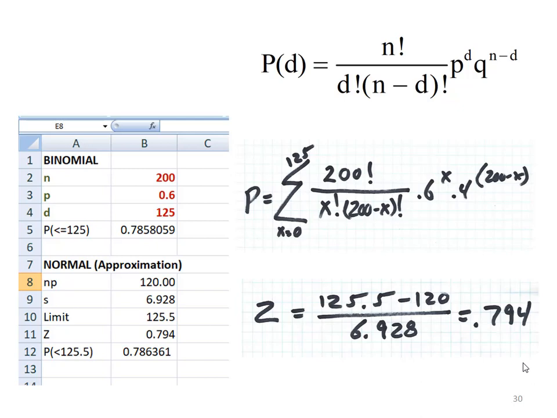So since it's easier to do the binomial calculation in Excel than it is to do the approximation, and the answer is more precise, we really don't want to have our students using the normal approximation for this. We want them actually calculating the true probability using the distribution that they were taught in class.